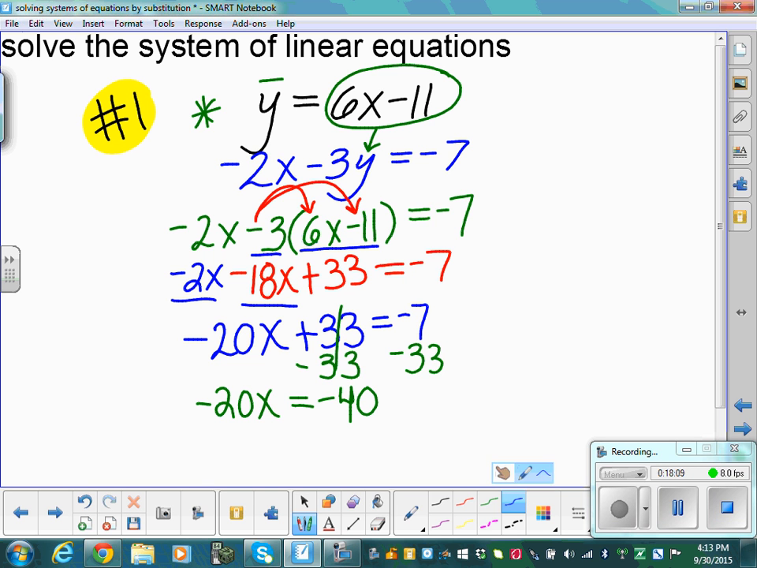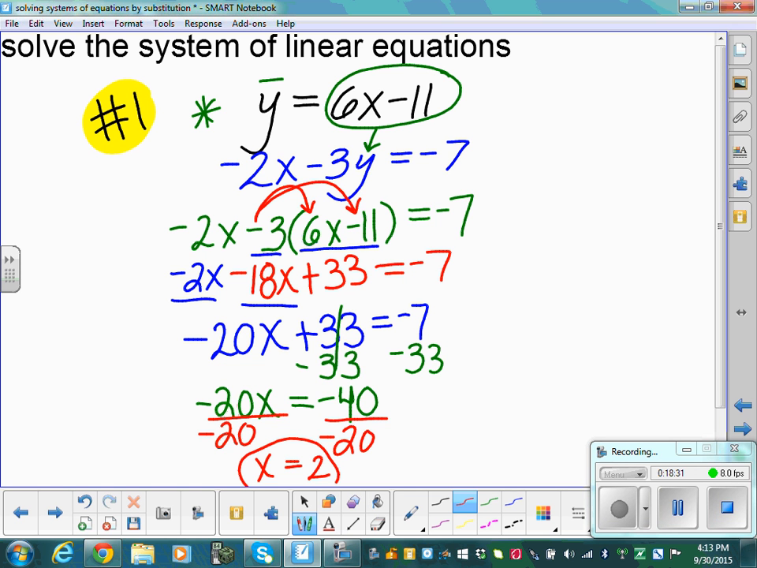Now remember our goal. We're trying to solve for x piece by piece, so we're going to divide both sides by negative 20. So then we get x is equal to 2. Positive 2, because a negative divided by a negative is indeed positive. Okay, we get x is equal to 2.